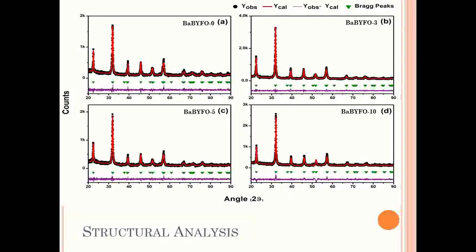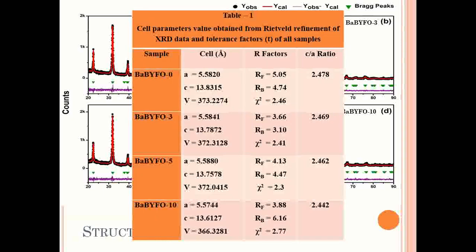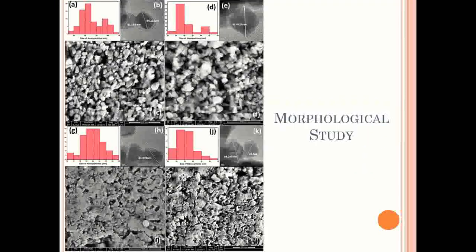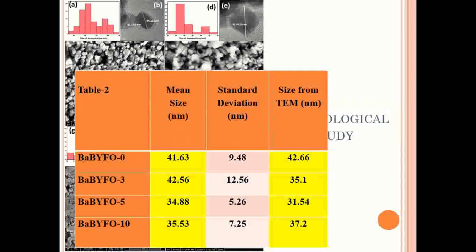The XRD data of all samples confirms the absence of any secondary phase. The Rietveld refinement with acceptable R parameters implies a reduction in the c by a ratio as well as the volume of the unit cell, which happens due to replacement of larger bismuth ion with smaller yttrium ion. The HRTEM images in corroboration with XRD data confirm the rhombohedral structure of BFO. The SAED pattern implies the polycrystalline nature of the sample. The FESEM image in agreement with TEM data implies that the mean particle size of all samples is well below 62 nanometer, which is needed to break the spin cycloid.